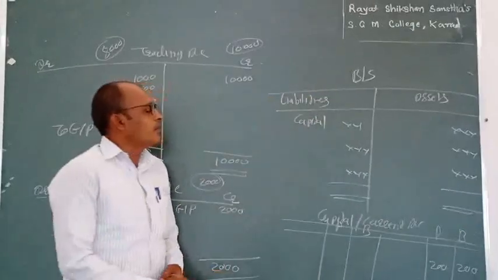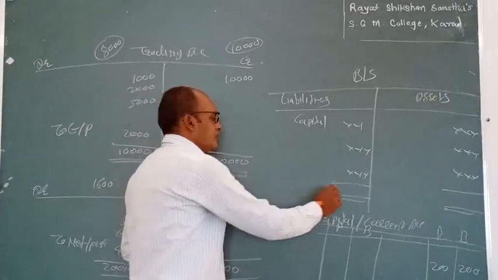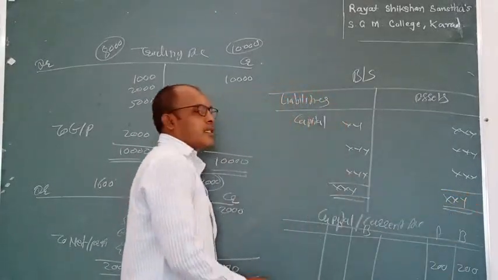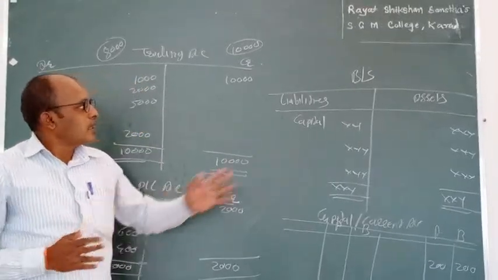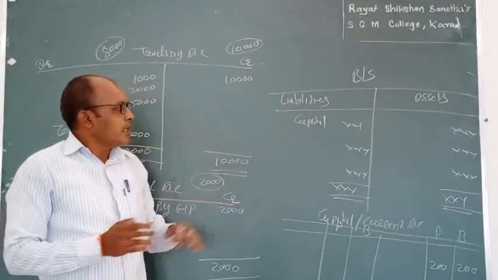When I take a total of both sides, these totals are equal. If all transactions of trial balance and adjustments given are recorded correctly, the balance sheet automatically tallies. The total of both sides is equal.